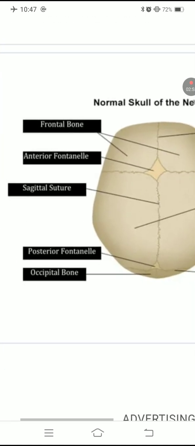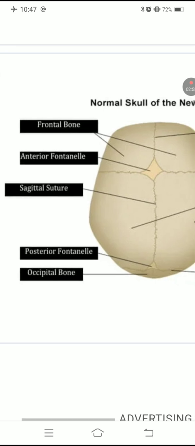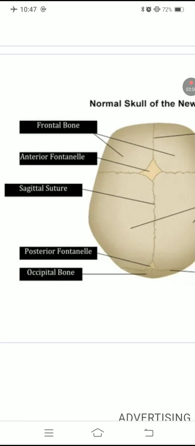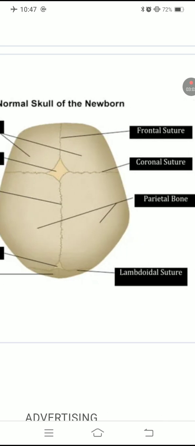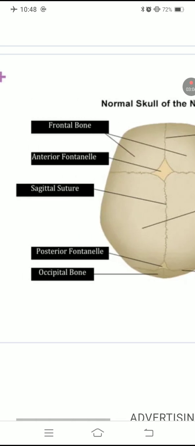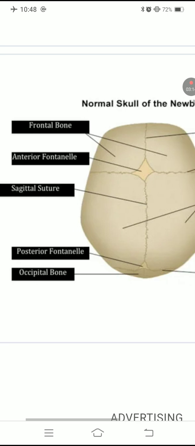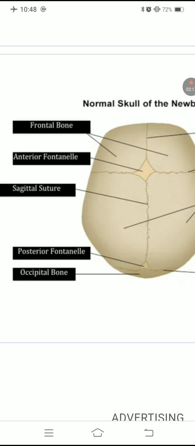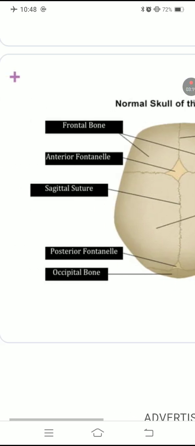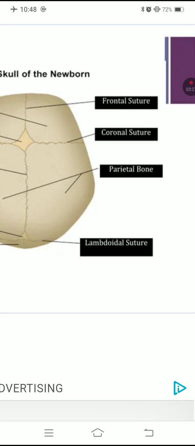Frontal bone, then occipital bone, then parietal bone. Let's discuss the fontanelles. First one is the anterior fontanelle. Here we can see sagittal. Then posterior fontanelle. Then we will discuss the sutures, that is first one is sagittal suture. Here we can see frontal suture, coronal suture, and last ones are parietal suture and lambdoidal suture.